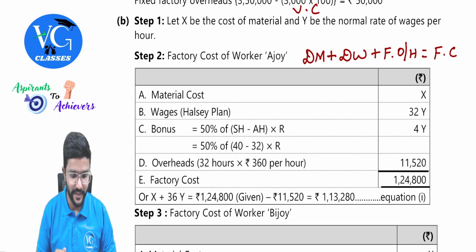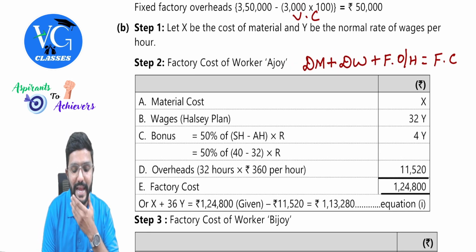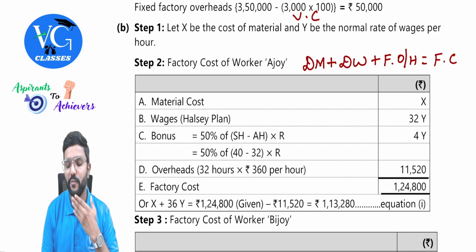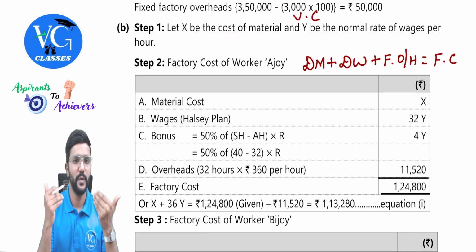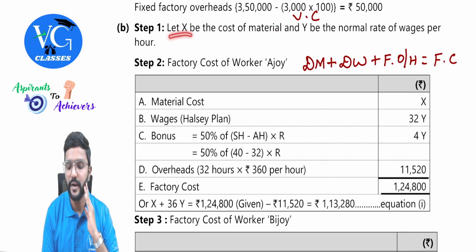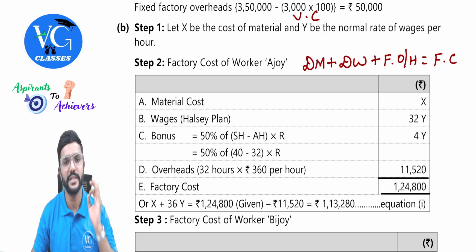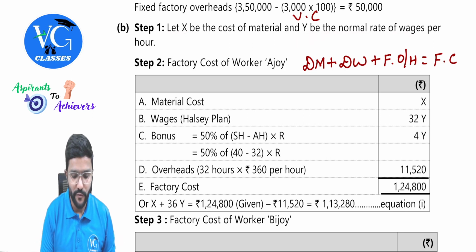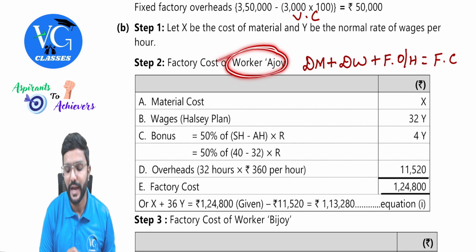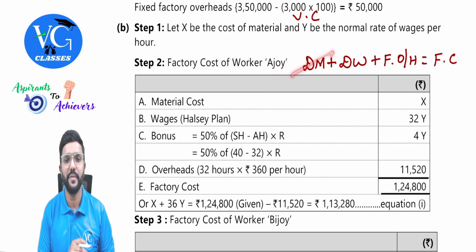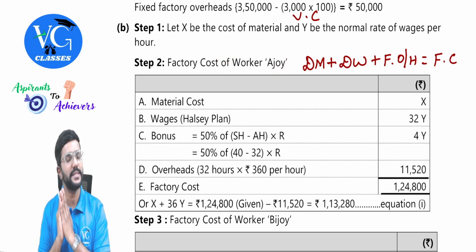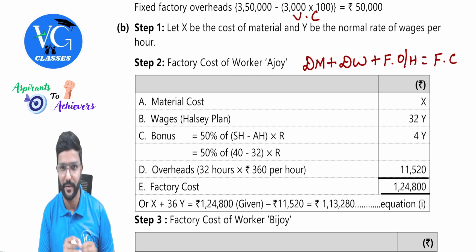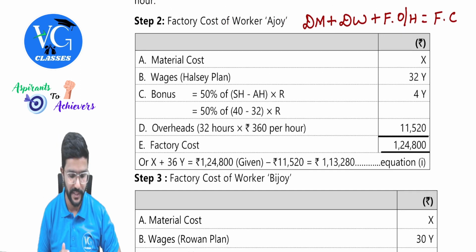Got it? So they have assumed let X be the cost of material and Y be the normal rate of wages per hour. Material is X and Y is the normal rate of wages per hour. So factory cost of worker Ajoy. I have just written the equation here. Direct material plus direct wages plus factory overhead is equal to factory cost, guys. We need to form an equation for it.